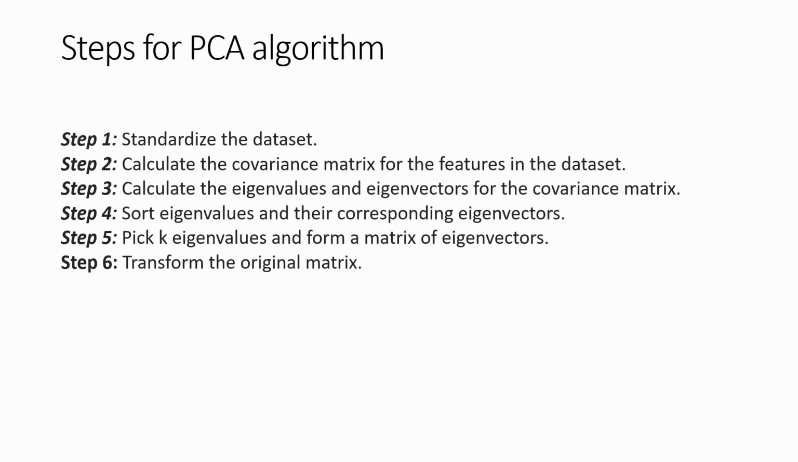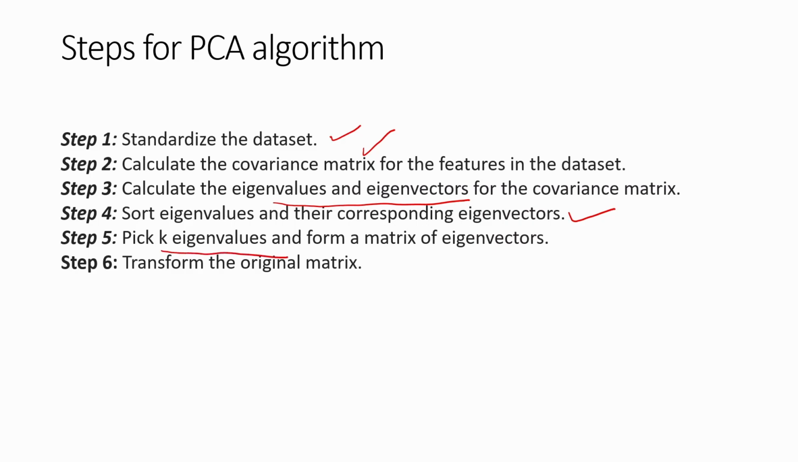So what are the steps for the PCA algorithm? The first step is to standardize the dataset. Then after standardizing, we have to calculate the covariance matrix for the features in the dataset. Once the covariance matrix is found, we can easily find the eigenvalues and eigenvectors for the covariance matrix. Then sort the eigenvalues in descending order, meaning the highest value first. Then pick the top k eigenvalues and form the matrix of eigenvectors.